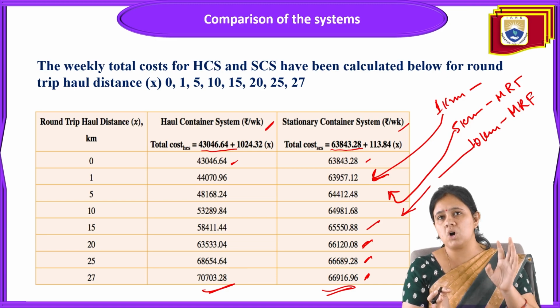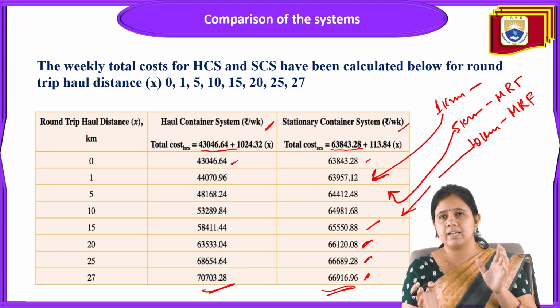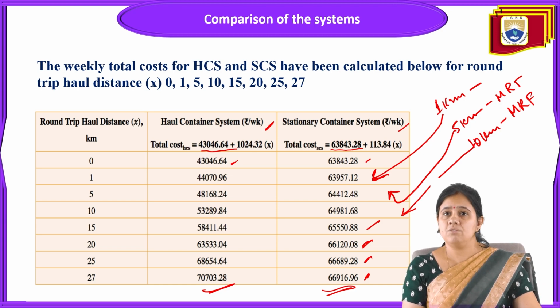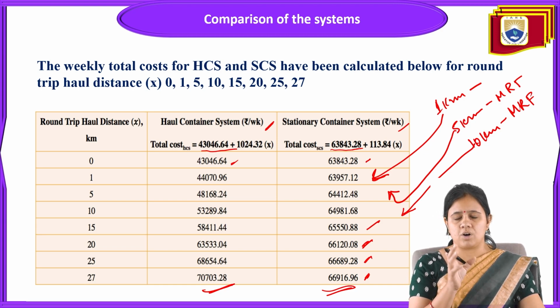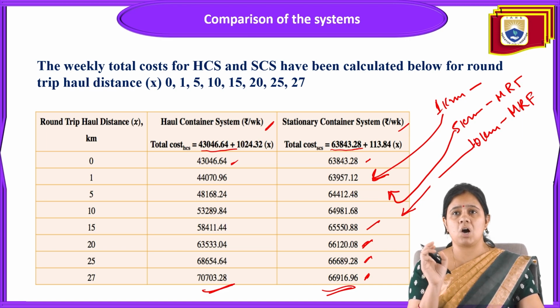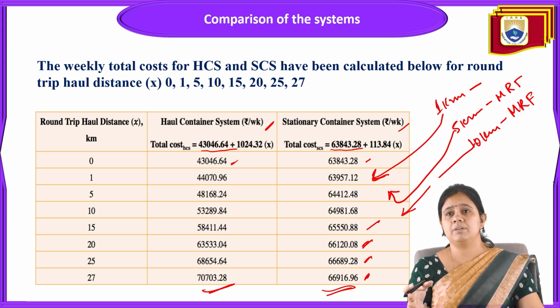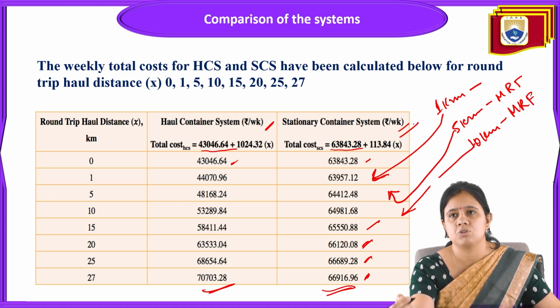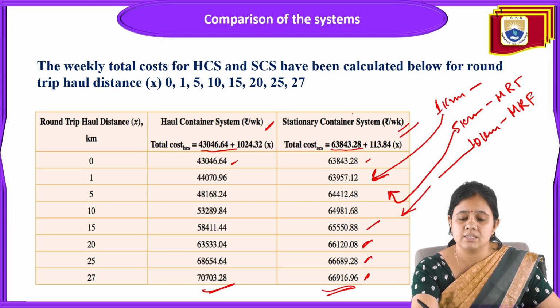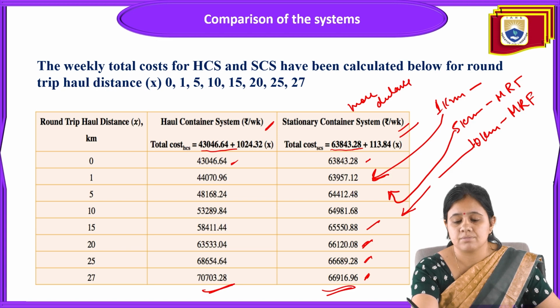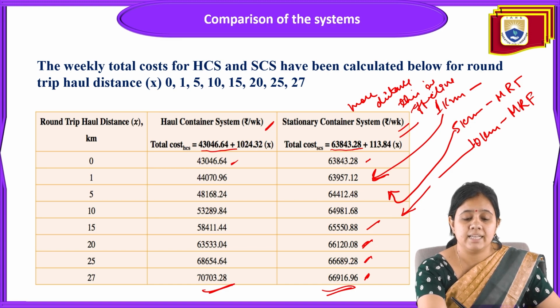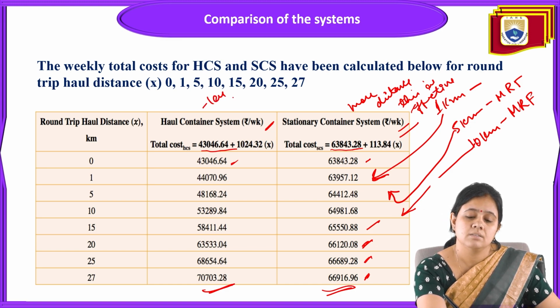But when we talk about the cost effectiveness of these two container systems with a comparative study, then we can say for a smaller distance, up to 5 to 10 kilometers, the haul container system will be effective. But if it is more than 20 kilometers, then the stationary collection system should be effective. So if more distance, this is effective, and less distance, this is effective.